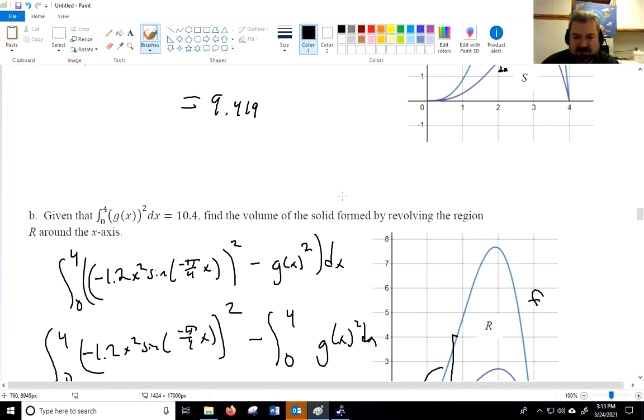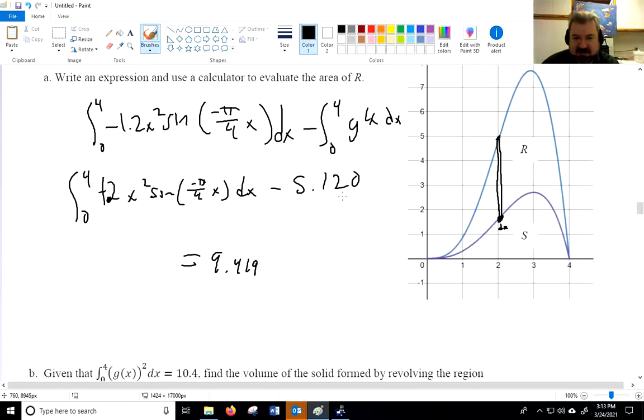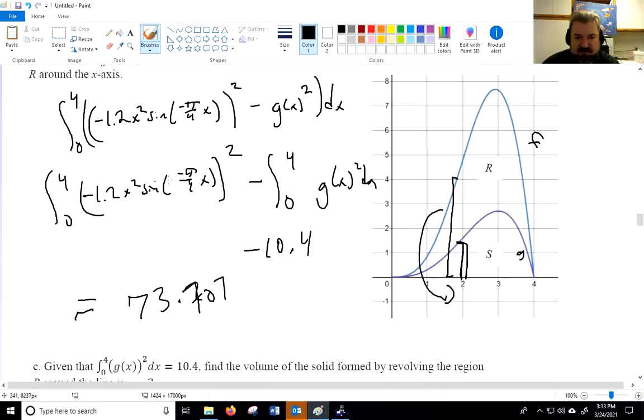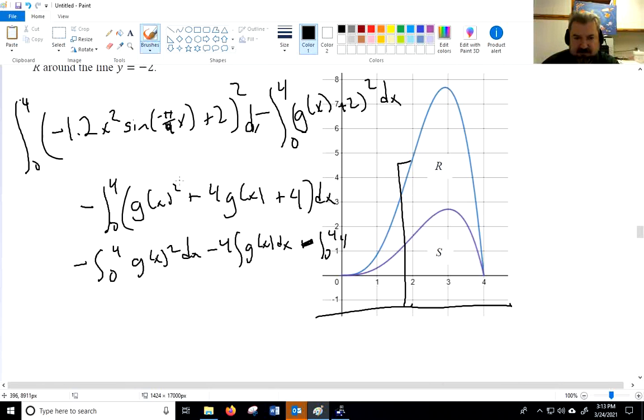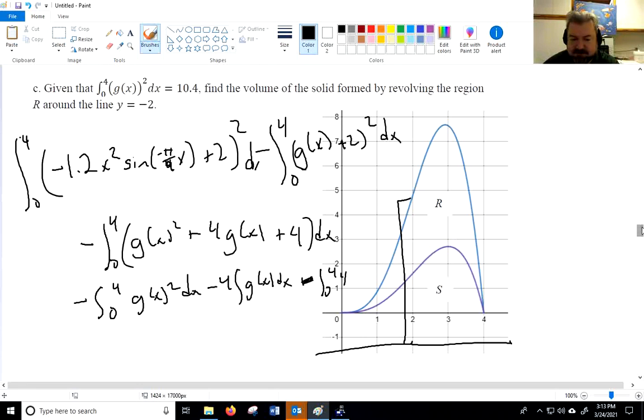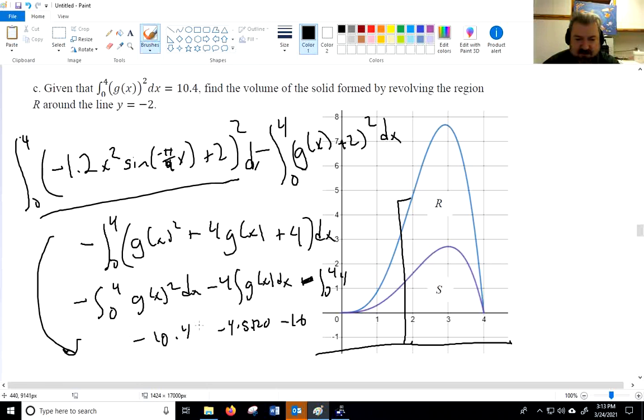Well, we were told all this information. We were told that the area S is 5.120. We were told that part. So this is simply 4 times 5.120. This is just a rectangle with a base of 4 and a height of 4, so minus 16. This here, we were told, is 10.4. So I just need to do this integral minus all of those things.